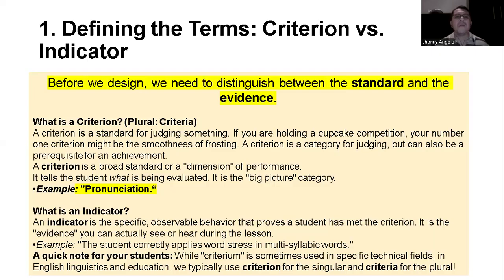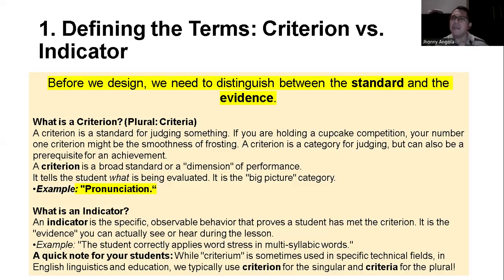An example: pronunciation. Pronunciation is one criterion related with a specific skill in English. What is it exactly? For example, speaking. If you are going to evaluate an activity where you focus on the speaking skill, pronunciation could be one of the important criteria that you are going to put in your paper when you assess the students' ability.